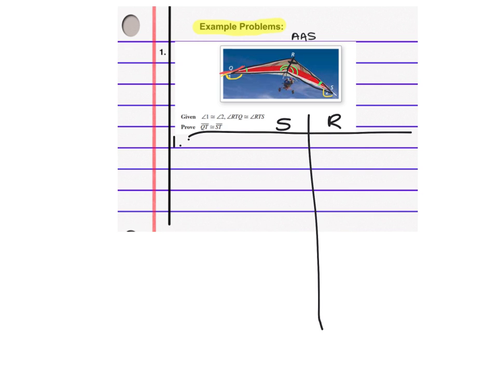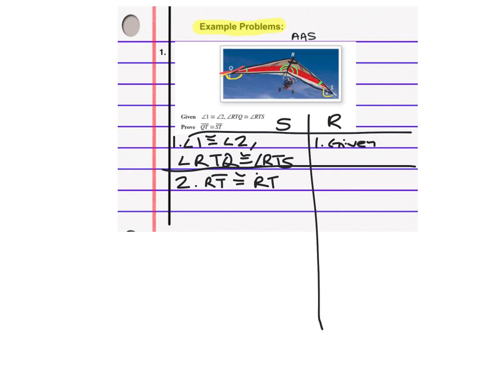All right, so angle 1 is congruent to angle 2. I always start with what's given, and I'm just going to put these together. Angle RTQ is congruent to angle RTS, given. Okay, we also know that RT, we'll do the reflexive side here, RT is congruent to RT because of the reflexive property, so that's our side.